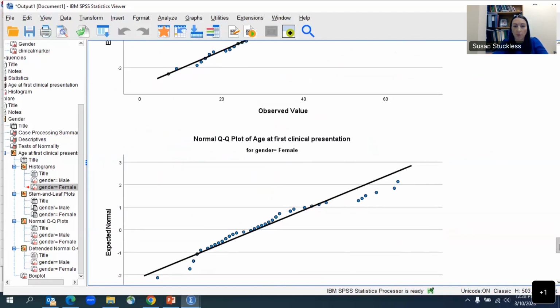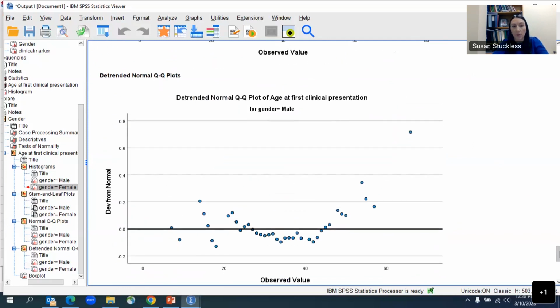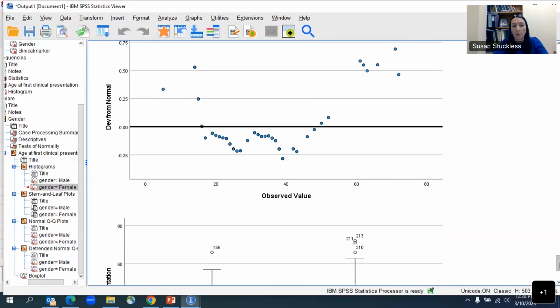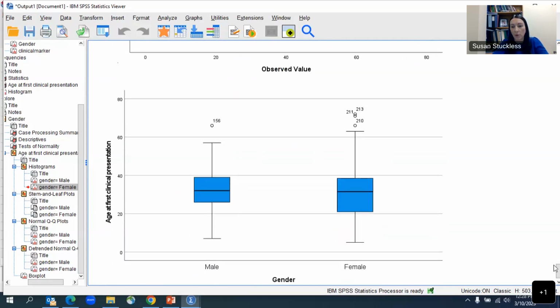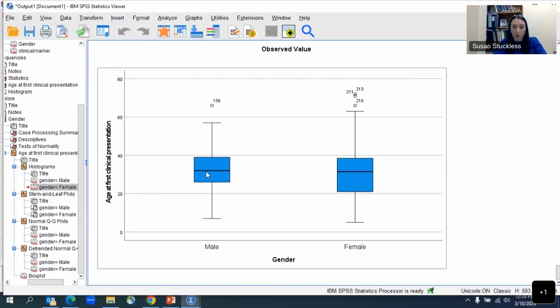And then if we go to the females, you can see they stray a little bit from being normal. And then I'll just go on. The last thing I would mention with looking at normality is the box and whisker plots. And usually with these, for a normal distribution, this line here in the middle is your median. So that would be right in the middle of your box.